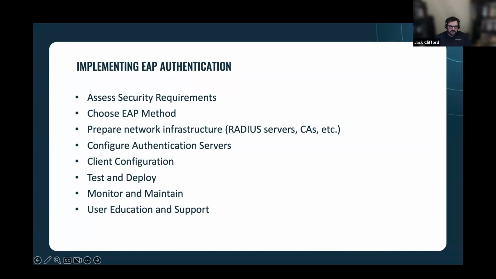Once you have that, you want to actually configure the authentication servers. So you want to configure that RADIUS server, make it support your EAP method that you've chosen, set up your policies for the user authentication, the authorization, as well as the accounting. So you want to not only authenticate them, provide them with the level of access that they need, as well as logging it to keep records.